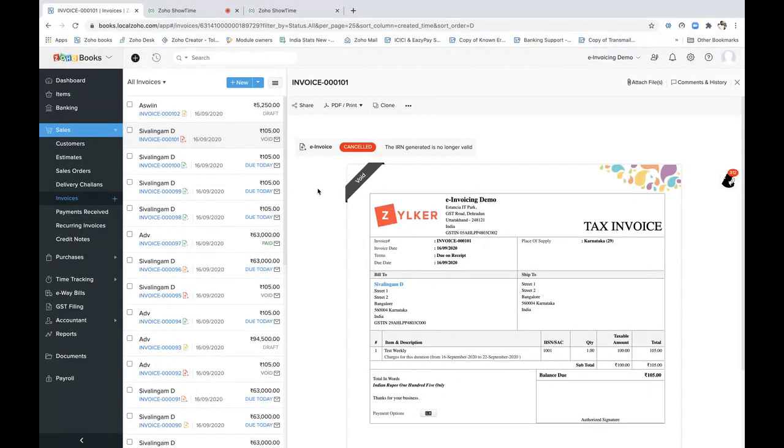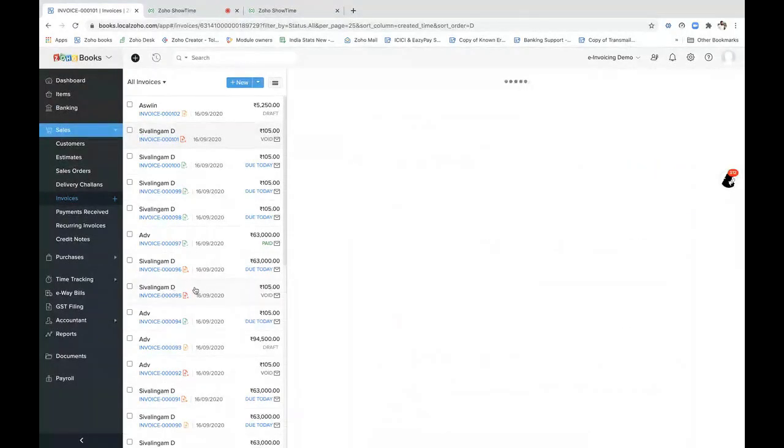Now, what if the 24-hour time limit has lapsed? So in this case, you will have to go to the portal and you will have to cancel it in the GST portal only. Just because if it's within 24 hours, it's going to stay in the IRP portal and post the 24 hours time limit, it will be pushed to the GST portal as such. So once you have canceled it, you get it as canceled here.